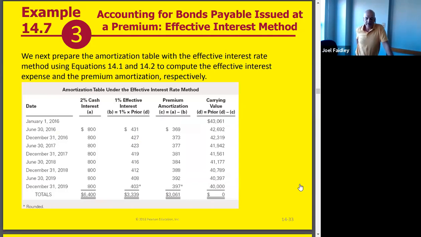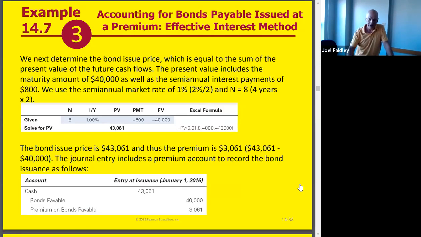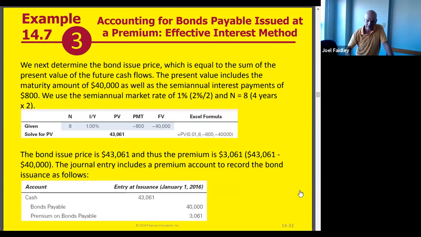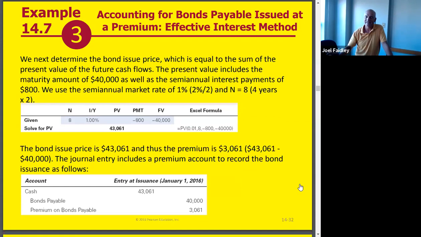So now here's an amortization table for that. And what we see here, the carrying value, $43,061. Yes, that's the initial cash, but that's the carrying value. Don't lose sight of that. The carrying value is the right side of this entry. You add those two together because both of those are liabilities, right? They're both liabilities. That's on your books. That's the carrying value.